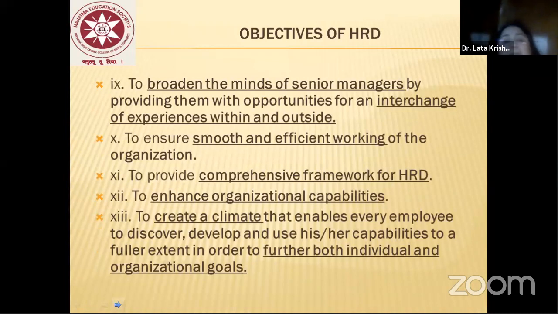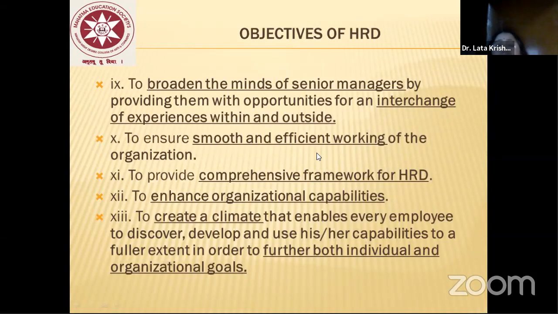Objectives of human resource development: to broaden the minds of senior managers. When managers are doing their very stressful activities, in order to motivate them, many a time the human resource manager interchanges their roles, and therefore gives them opportunities for interchange of experiences within and outside, so that there are some challenges, and people learn through this exercise. This works very well for senior managers to ensure smooth and efficient working of the organization.